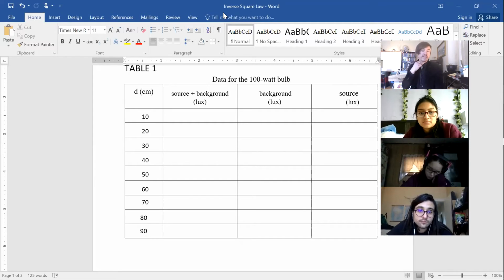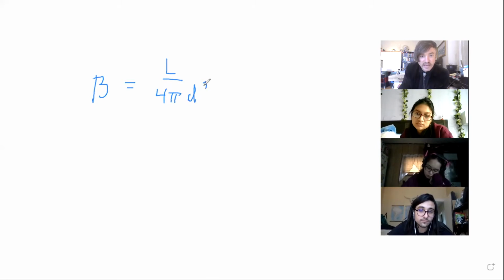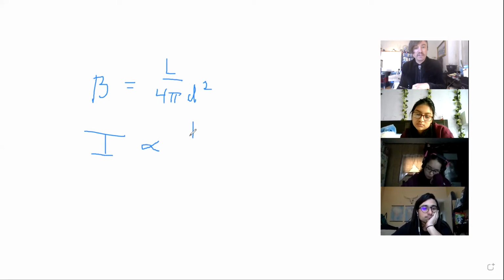Okay, here's our goal. Our goal is to investigate the inverse square law. And if you remember, the inverse square law looks something like this. The brightness is equal to the luminosity over 4 pi times the distance squared. Now, sometimes we call brightness intensity instead of brightness. The idea is that the intensity of light is inversely proportional to the square of the distance.